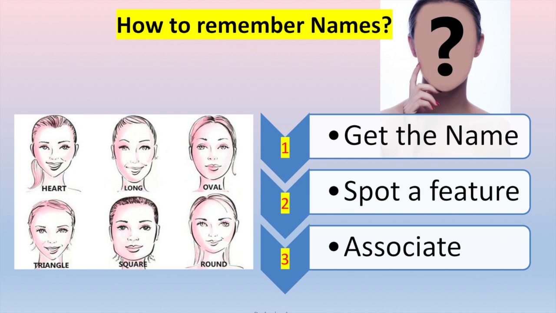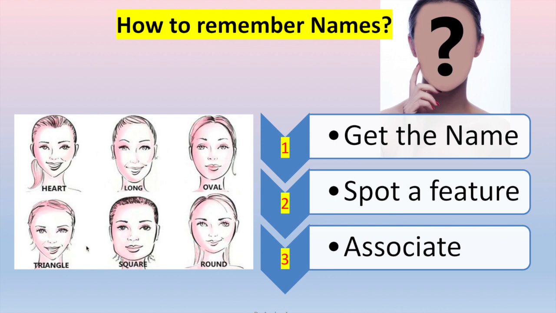Now, how to remember names? Remembering names, especially if you don't meet the person again and again, is a big challenge. To do that, it's a simple 3-step process. First of all, get the name. Do not be confused about the name, even if you have to ask it twice. Get the name clearly. Then spot a feature.